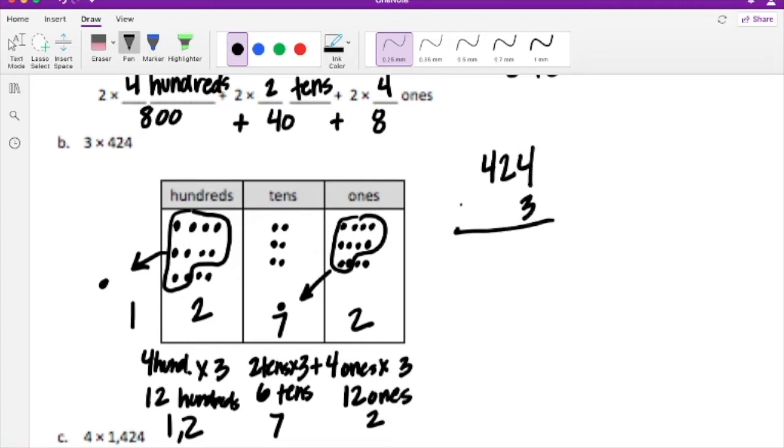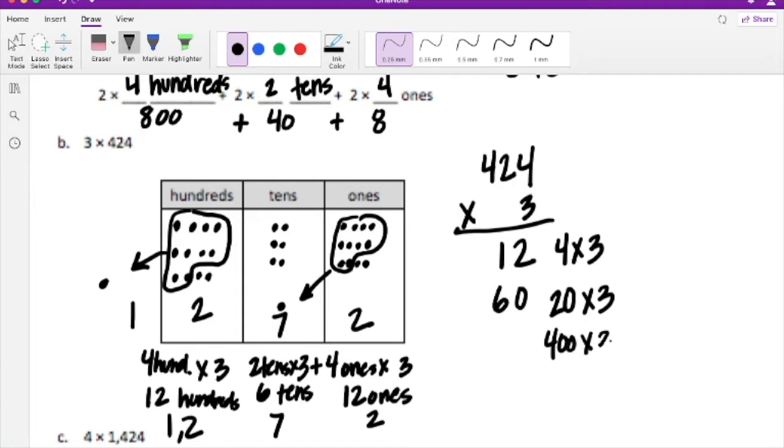424 times 3. Let's multiply the ones first. We have 4 ones times 3. That's 12. We have 2 tens times 3, right? 2 tens is 20. That's how I'm getting that. Times 3, that's 60. We have 4 hundredths times 3. That's 12 hundredths. If we add that together, we get 2, nothing to regroup, 7, nothing to regroup, 2, nothing to regroup, and 1. All right.